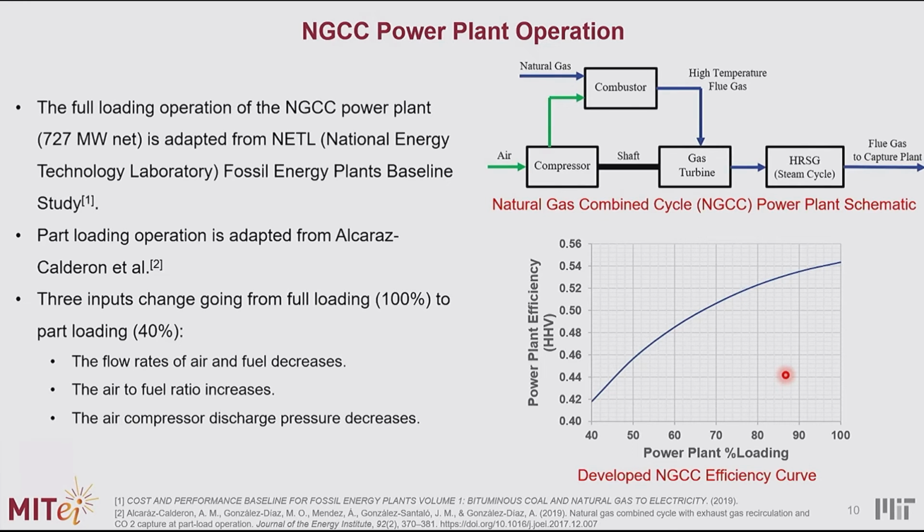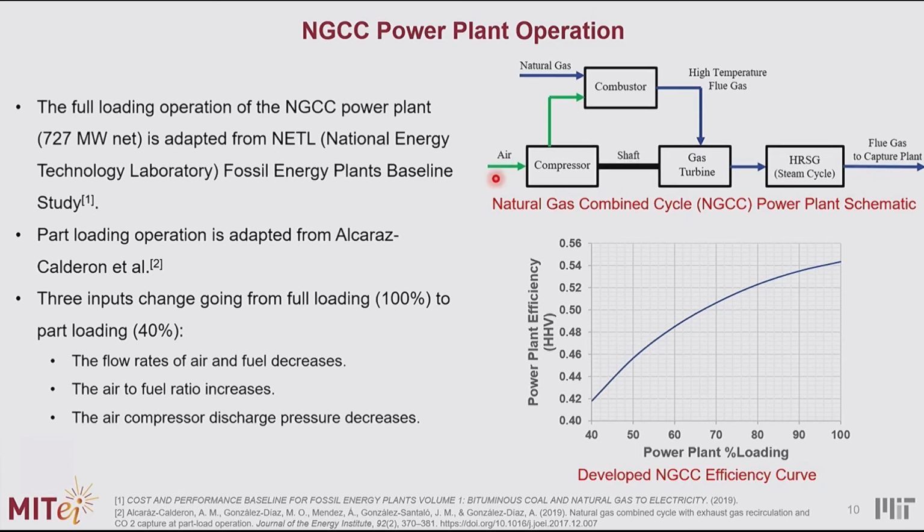And then for the natural gas combined cycle power plant, this is a schematic of how the power plant looks. It's a traditional NGCC power plant. You have the combustor, you have an air compressor, then you will have the flue gas going to a gas turbine, you're generating power, and then you go to a HRSG system, heat recovery steam generator, you're also generating power here, and then the flue gas goes to the capture plant.